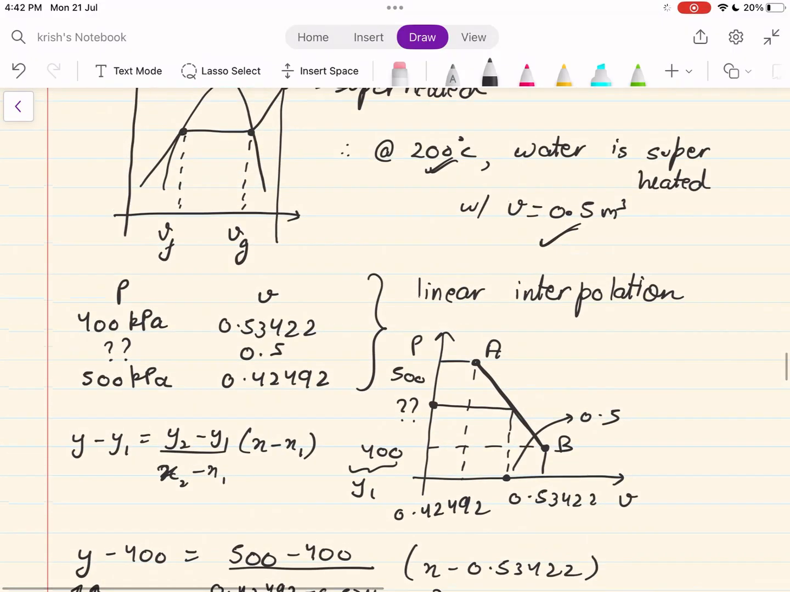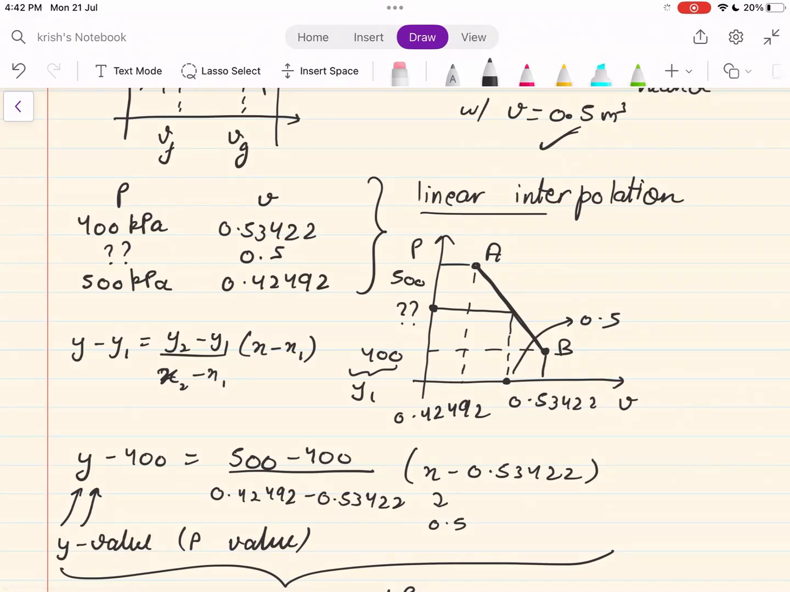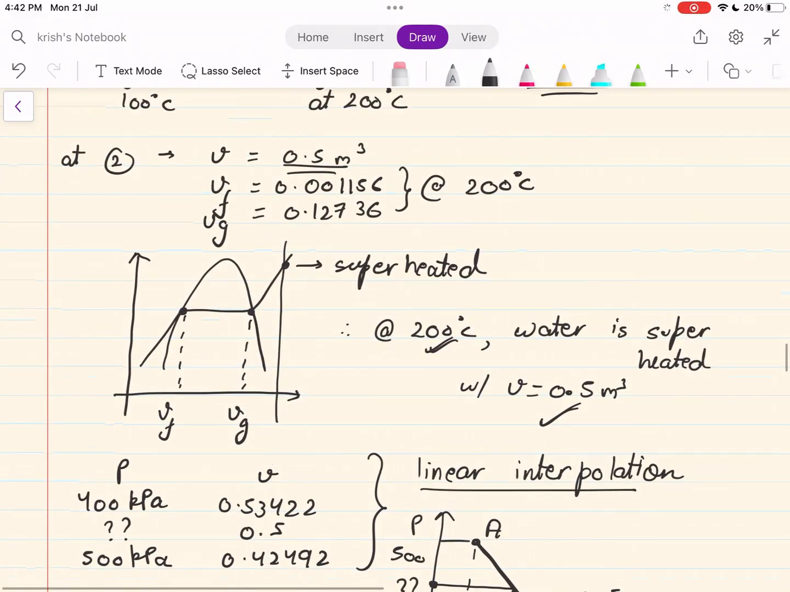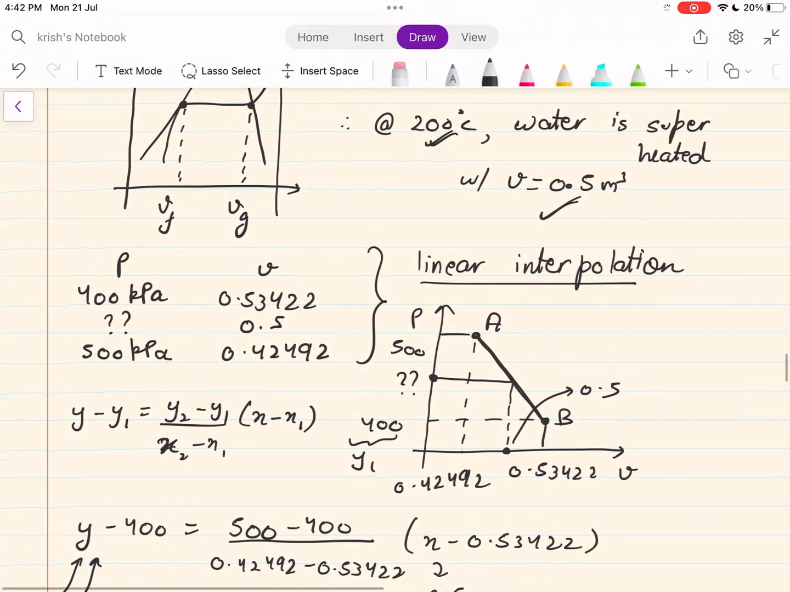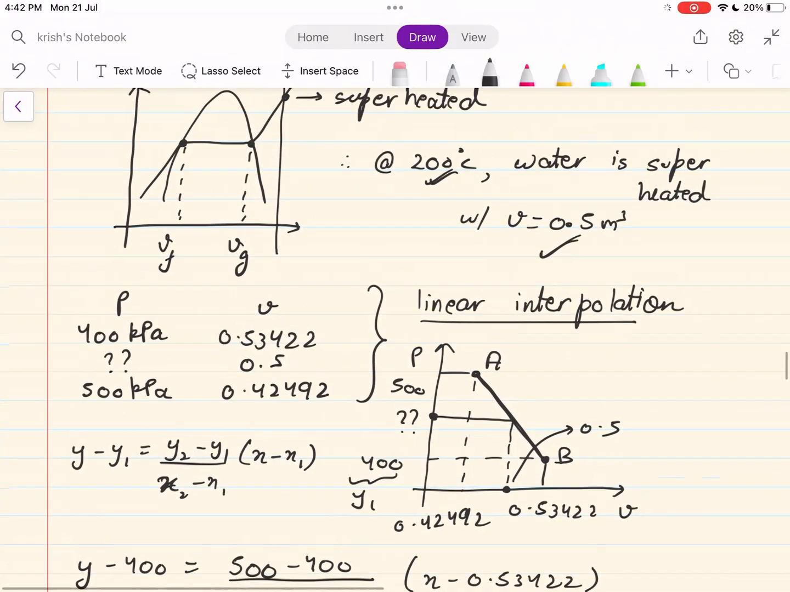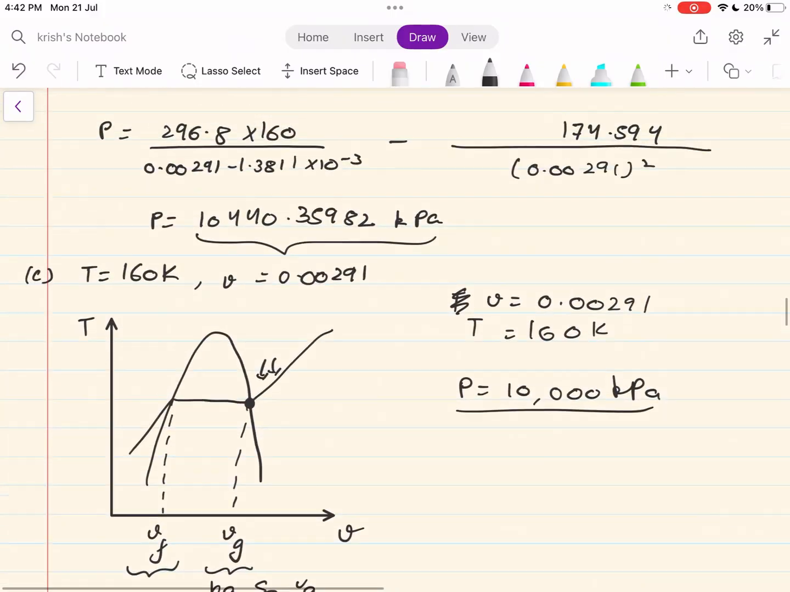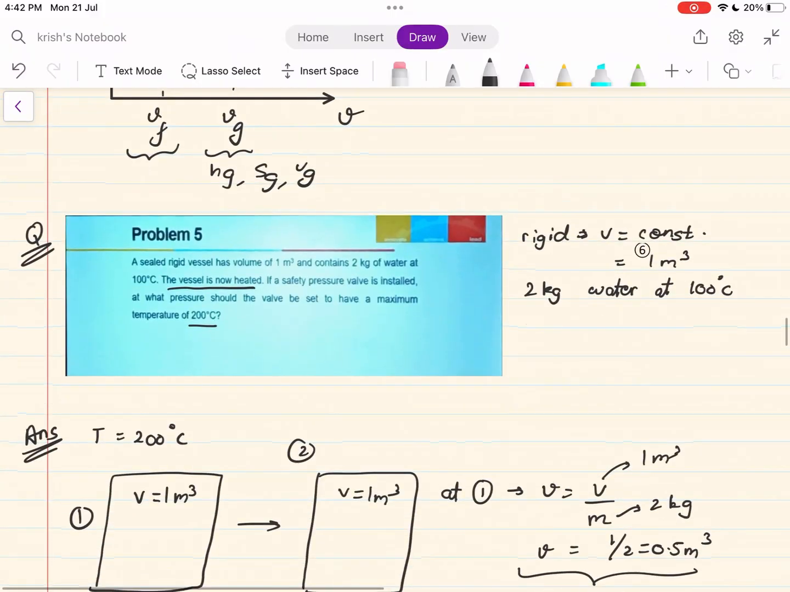And in the above-most question, we learned how to do linear interpolation and how to use the superheated table when our exact data is not given. If you know some other method to do linear interpolation, feel free to do so. Right. With that, this concludes our chapter of pure substances. And after this, we'll be moving into heat and work.